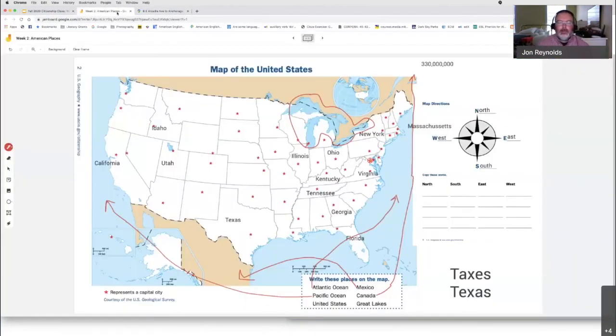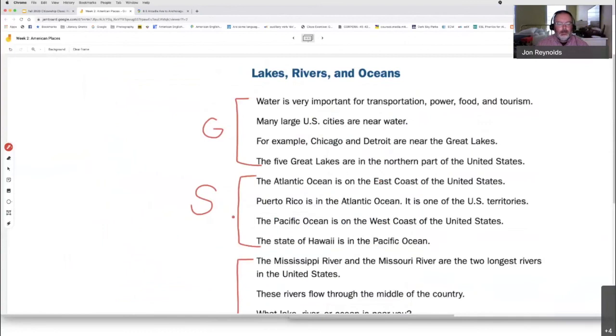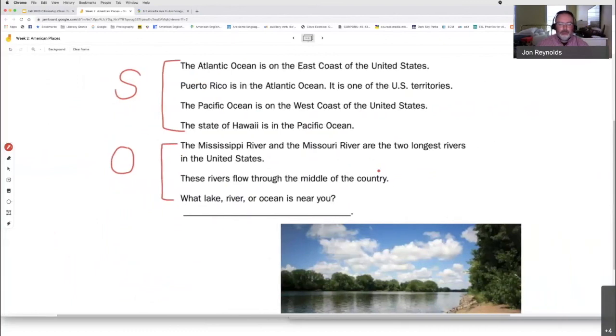Okay. Well, let's return now. Okay. So we're doing a great job. All right. So we mentioned Hawaii. Elena, would you like to read this last part for us? The Mississippi River and Missouri River are the two largest rivers in the United States. These rivers flow through the middle of the country.